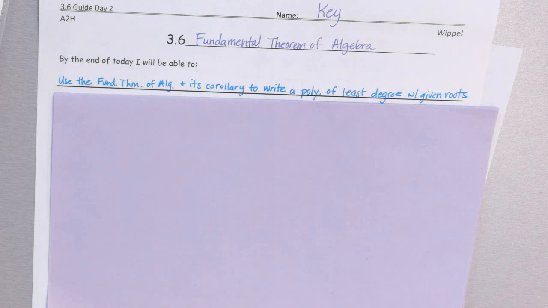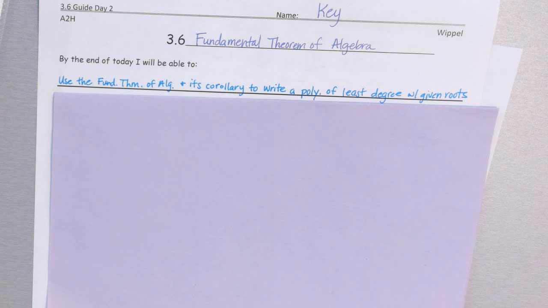So the fundamental theorem of algebra we talked about yesterday. That's when the degree is equal to the number of zeros that you have. So there's a corollary to that that helps us write out polynomials of least degree when you are given roots. Way back in chapter 2, I gave you some roots, and you had to write the polynomial. And we did that using FOIL. We're going to do really the same process. It's just some of our roots are going to be more complex.